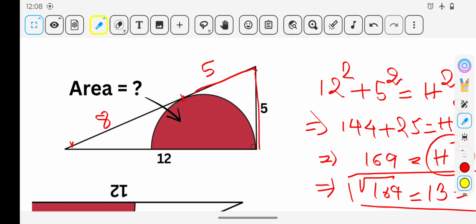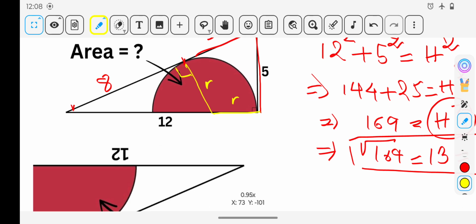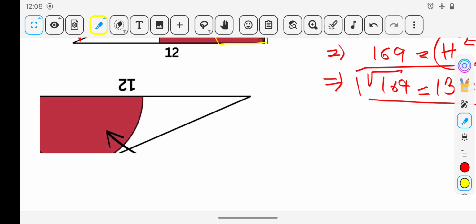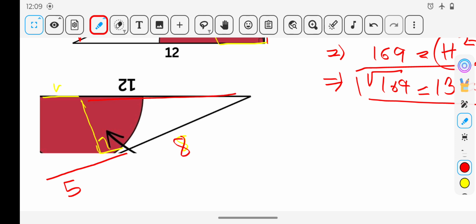Easy. And there is a radius, that is R, and this is also the radius, that is R, and this is 90 degree. Now let's focus on, I have turned this image upside down. So this is R, this is also R, this is 90 degree, and this is 8. That I've already told you, if we extend, this was 5 and this is 8. Now this has become a right angle triangle.